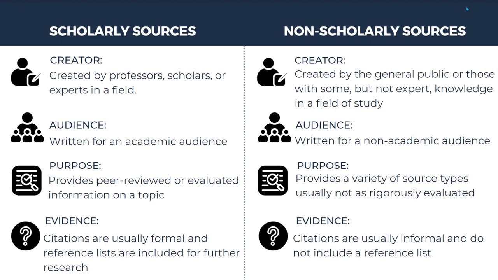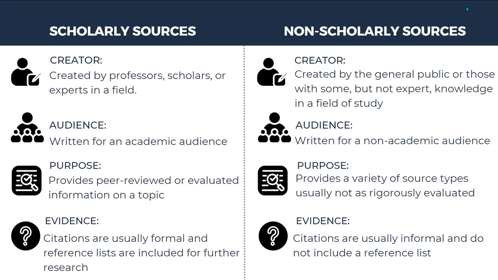Popular sources are good to get background information. They could be news articles. They could be created by the general public or by someone with some expert or additional knowledge in a field of study, so someone might have some understanding of the field. They're usually written for a non-academic audience. There are a variety of source types, but those haven't really gone through a critical review process. So in that case, you definitely need to use lateral reading to make sure that the source is authoritative. And the evidence is usually not citations. It could be a few informal citations, maybe noting an interviewee or talking about someone in the field, but it's not going to have a reference list at the end.